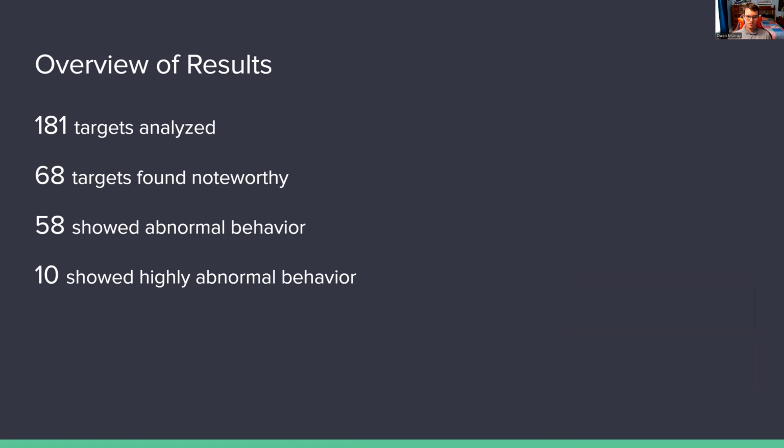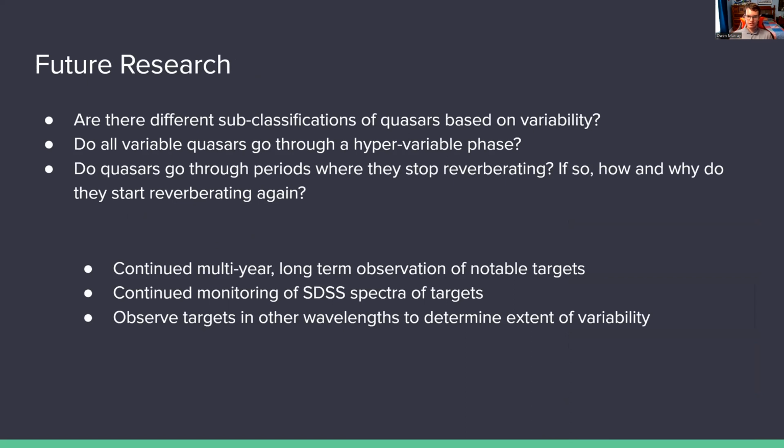An overview of the results: I analyzed 181 targets in this project and found 68 of those targets to be noteworthy. 58 of those targets showed abnormal behavior, and 10 were highly abnormal. For future research, we should consider the questions of, are there different subclassifications of these variable quasars based on their variability? And do all variable quasars go through a hypervariable phase or a non-reverberating phase? And do quasars go through periods where they stop reverberating? If so, how and why do they start reverberating again?